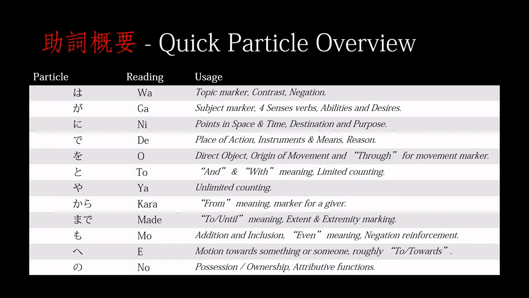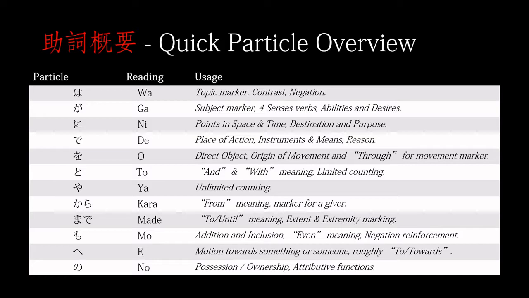The first particle is wa. It is the topic marker, and it is also used to show contrast or negation. After that we have ga, the subject marker, and the marker I like to call a specialized subject marker because it usually works only with a certain set of verbs and always appears with them in one form or another, but out of those special verbs, the most important groups are the four senses verbs, abilities, and desires.